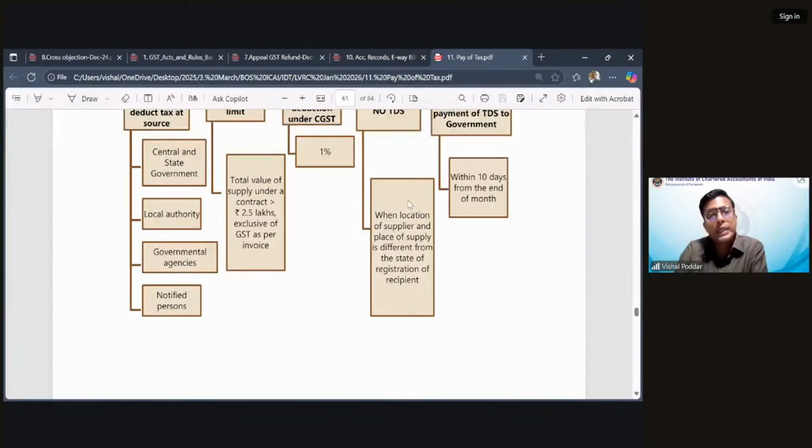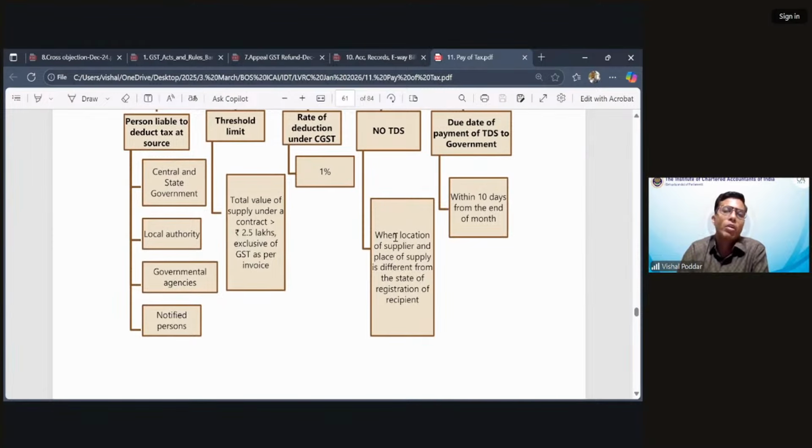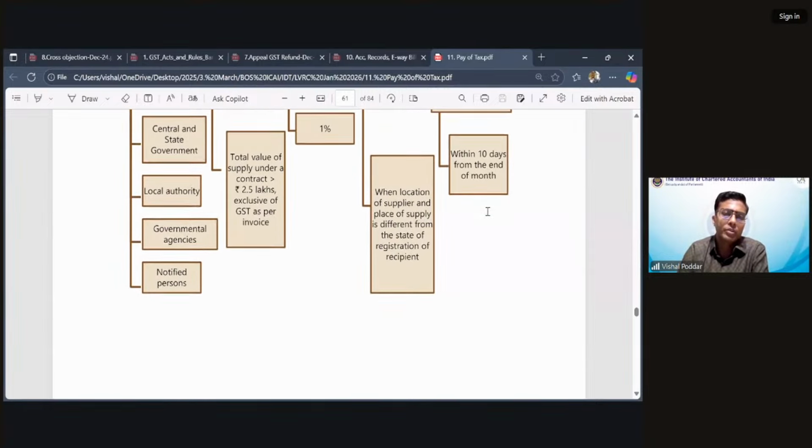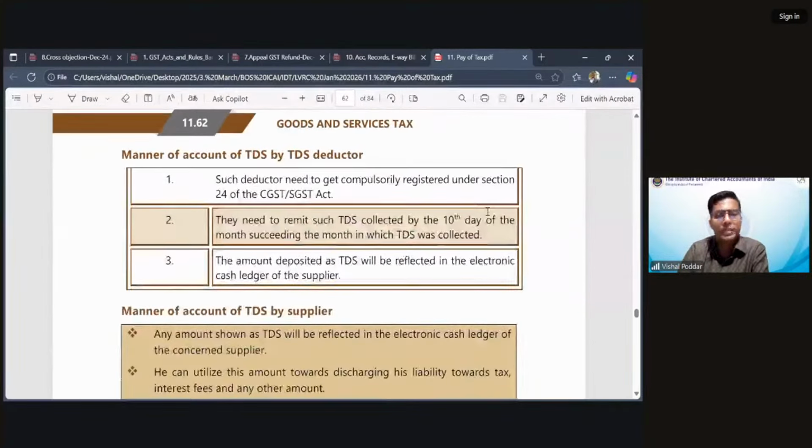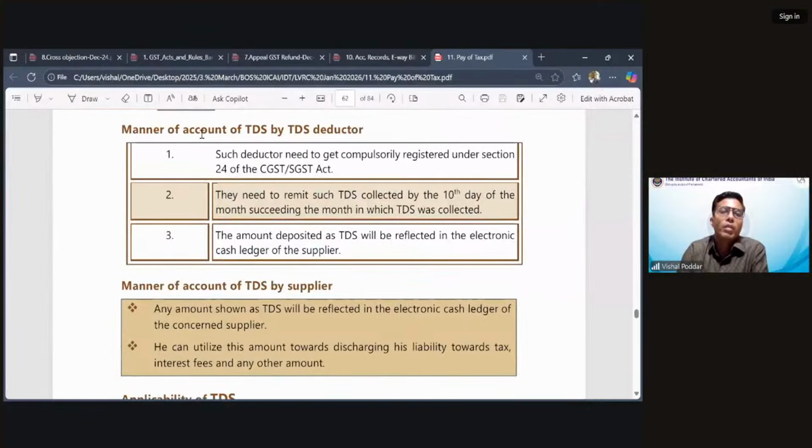Now, no TDS will be deducted where the location of supplier and place of supply is different from the state of registration of the recipient. Who is the recipient? Government. So if government is registered in some other state, the government cannot deduct TDS. Due date for payment of TDS: within 10 days from the end of the month. So after deduction, the government has to deposit this TDS within 10 days from the end of the month.